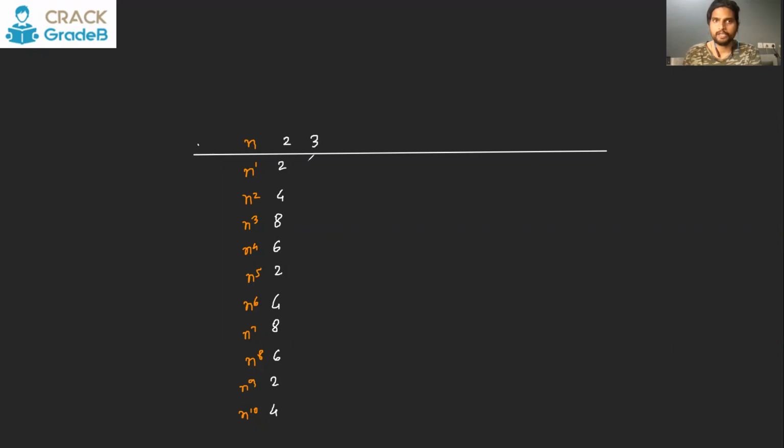Then comes the 3. 3 raised to power 1 is 3, 3 into 3 is 9, 9 into 3 is 27, 7, 7 into 3 is 21, 1. That means 3 raised to the power 4 will end in 1.